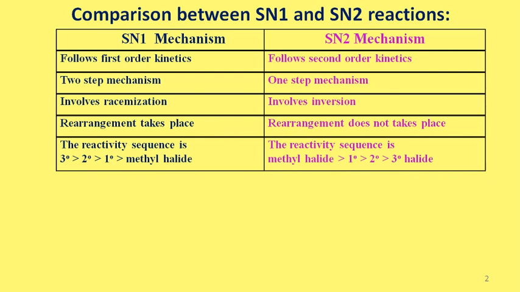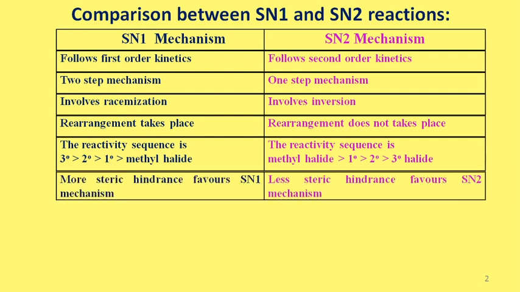In the SN1 mechanism, the reactivity sequence is from tertiary alkyl halide to secondary to primary to methyl halide; the rate of reaction decreases. While in the SN2 mechanism, the reactivity sequence, that is methyl halide to primary alkyl halide to secondary alkyl halide to tertiary alkyl halide, the rate of reaction decreases.